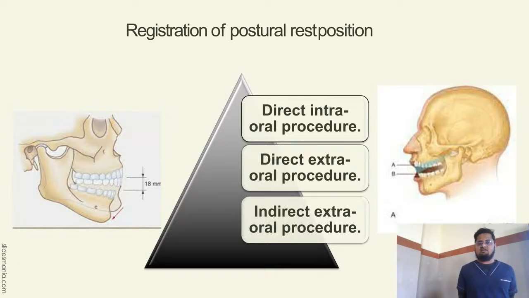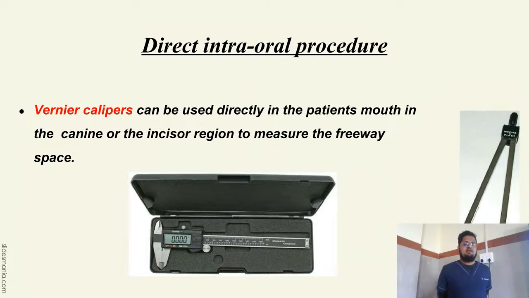and indirect extraoral procedures. In direct intraoral procedures, we can use the Vernier caliper, which can be directly measured in the patient's mouth, in the canine or incisor region, to measure the freeway space. We measure the distance between the two gingival margins.